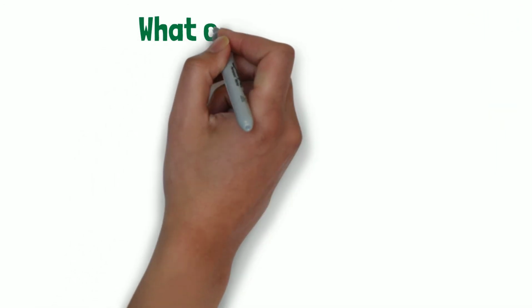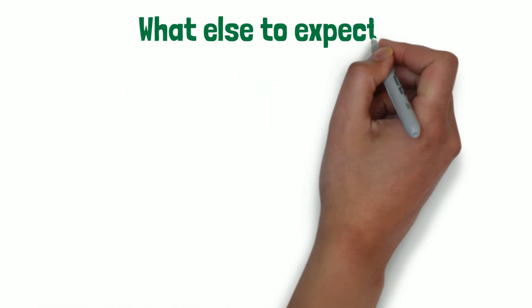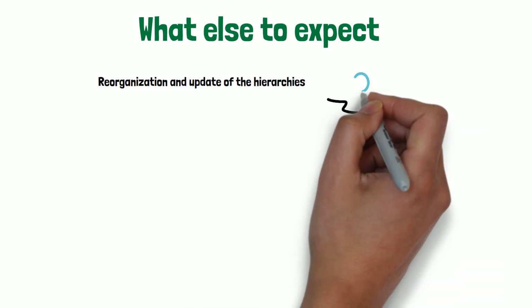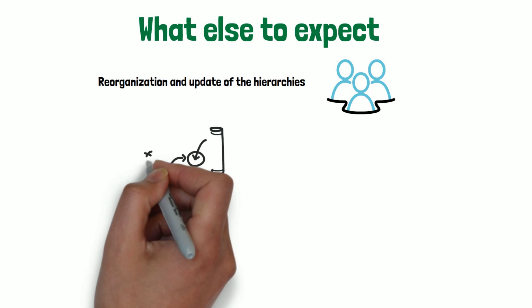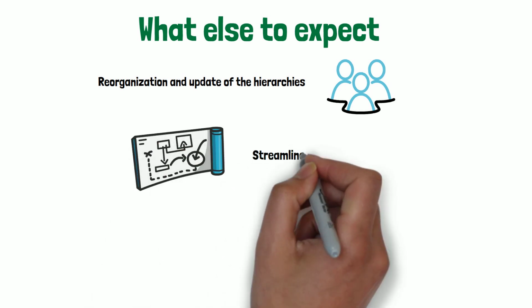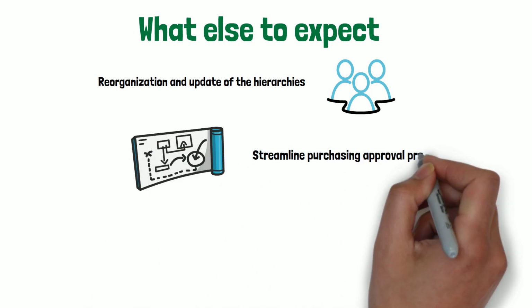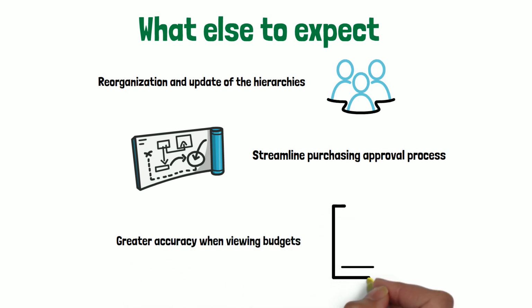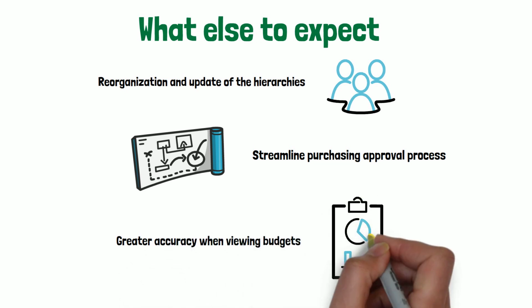Aside from the new FOPL, you can expect to see a reorganization and update of the hierarchies, a streamlined purchasing approval process, and greater accuracy when viewing budgets.